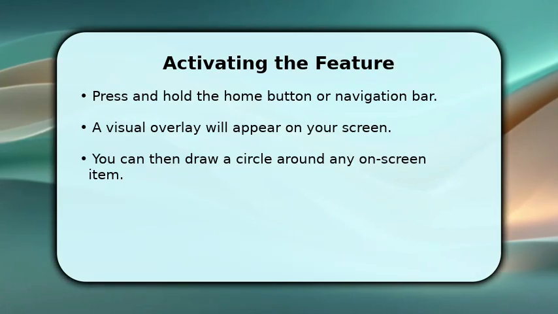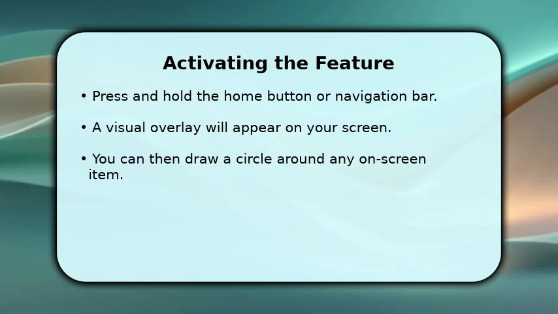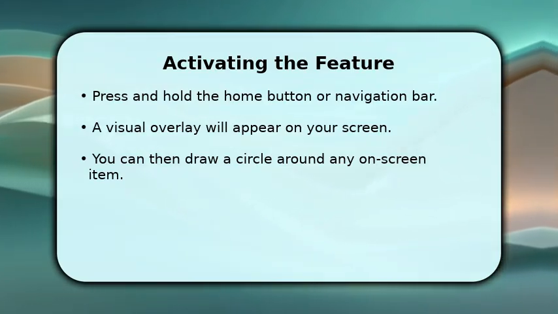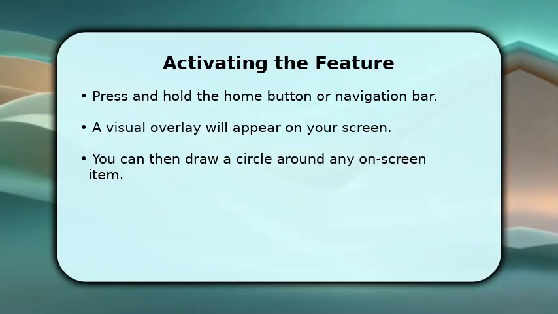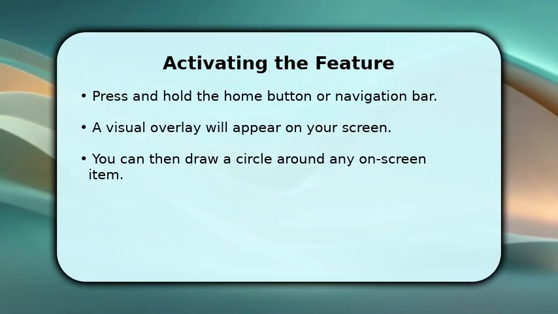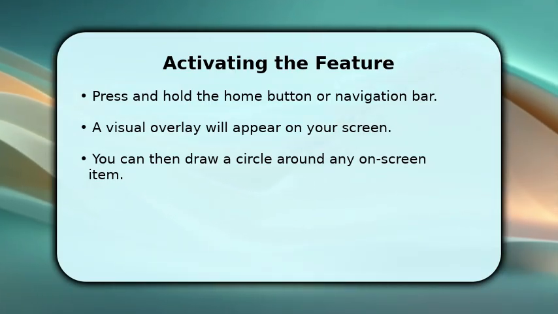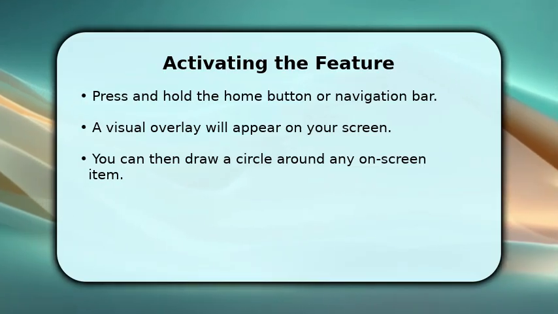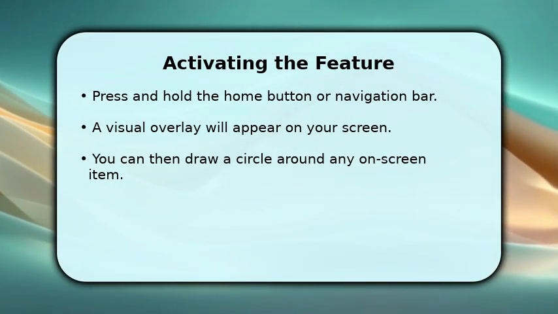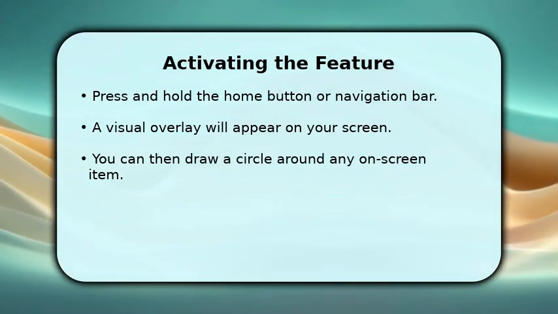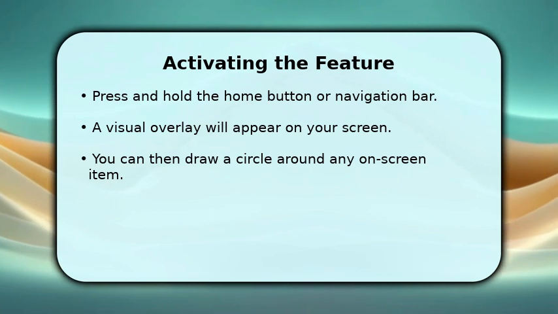To activate Circle to search, simply press and hold the Home button or the navigation bar at the bottom of your screen. You will notice a subtle visual cue, often a shimmering effect or a distinct border, indicating the feature is ready. This action brings up the search interface without interrupting your current application. It's designed for seamless integration, allowing you to quickly initiate a search based on what you see. This method is consistent across compatible devices.